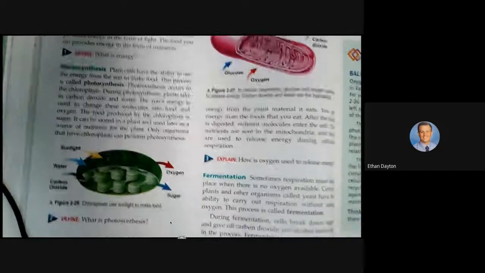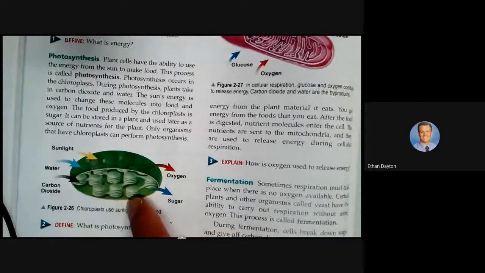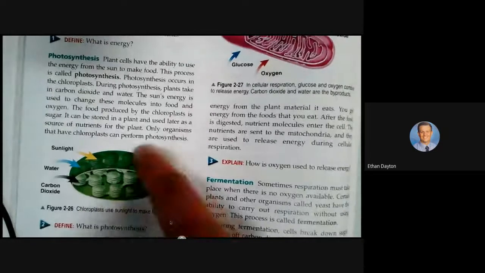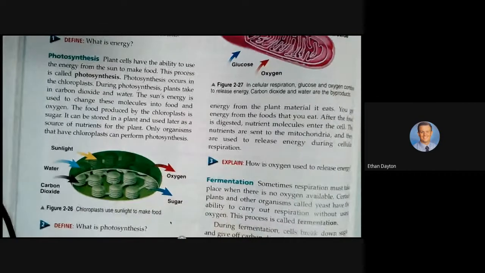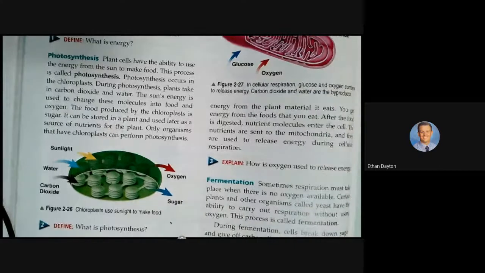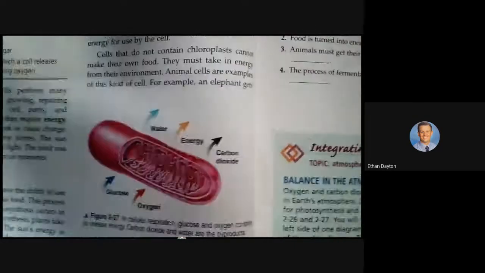Here is a pretty good drawing of a chloroplast, similar to what we've drawn a couple times now. In comes water, carbon dioxide, and sunlight. Out comes oxygen and sugar. Right? Okay, cool. Next one is cellular respiration.